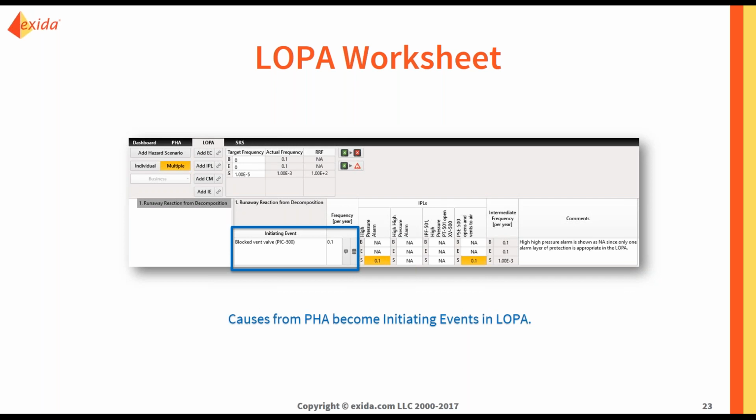It also transfers the causes over. So in this case, the cause would become an initiating event in the LOPA. This, again, comes directly from your PHA, and then you will add a frequency to the initiating event. Sometimes this is something that your company has standard, and you could just input the frequency yourself. In this case, if you don't have a standard frequency for a blocked vent valve or a BPCS failure, you can use the database embedded in the tool to look up that scenario and use an industry standard frequency.